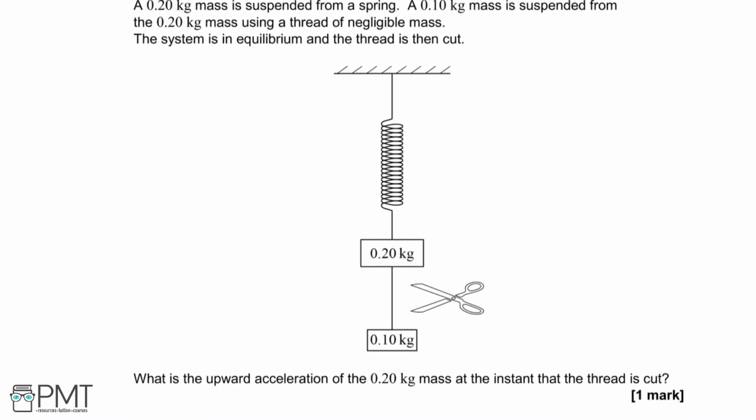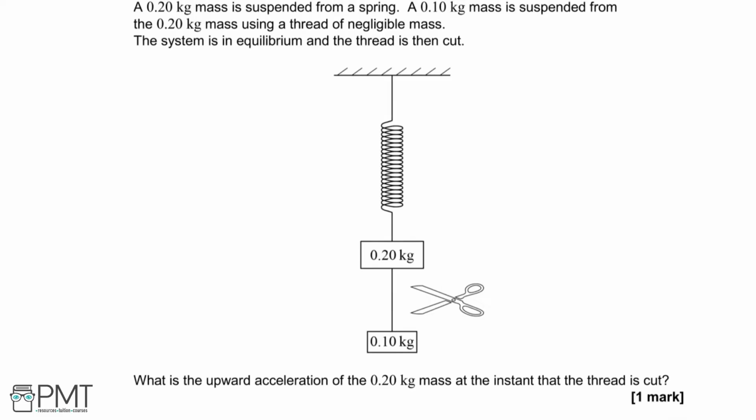Now, the thing to notice here is that initially you've got a total of 0.3 kilograms pulling down and extending that spring by a certain amount. Once you remove that 0.1 kilograms from the situation, that 0.2 kilograms is going to bounce upwards because the force provided by the spring is going to be greater than the downward force provided by the mass. So let's work out exactly what those values are going to be. We'll do a kind of before and after system.